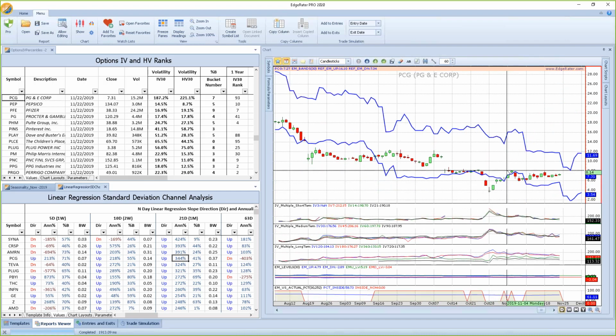PCG. So that's interesting because it says it's on a very steep slope. Well, I guess it's a low price stock, so these moves are. Yeah, they're going bankrupt. That's PG&E. That's your California fire company. Pacific Gas and Electric. Yeah.